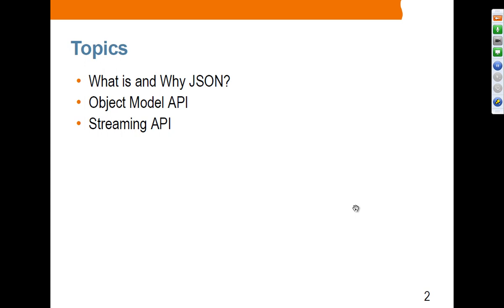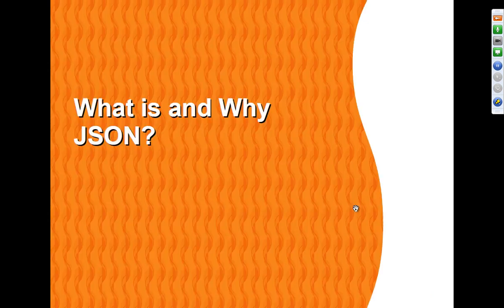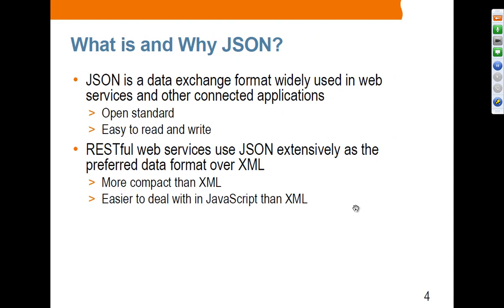In this API, there are two different kinds of APIs: the Object Model API and the Streaming API. We're going to talk about these two in a bit more detail. So what is JSON and why JSON? JSON is a data exchange format widely used in web services, especially RESTful web services and other connected applications, because it's an open standard and it's easy to read and write.